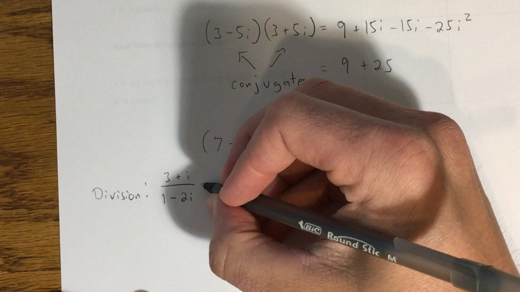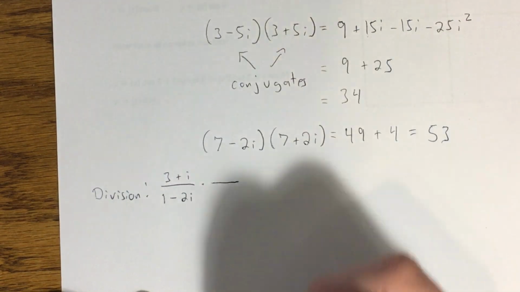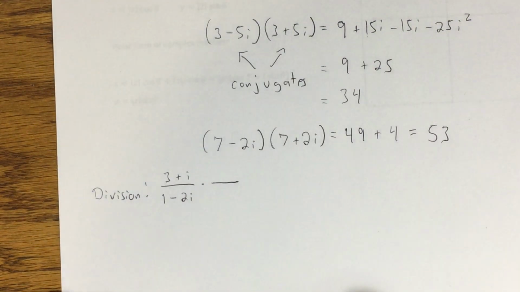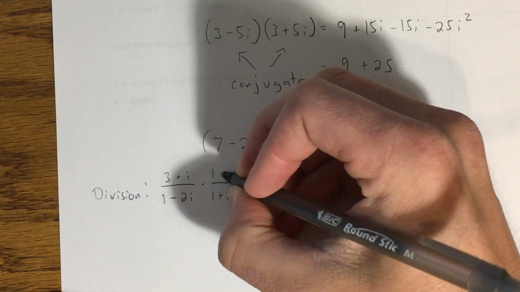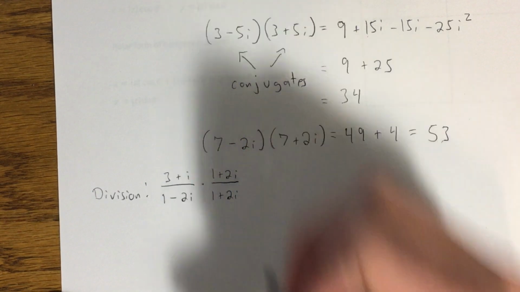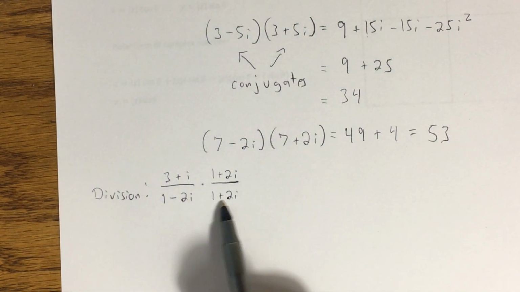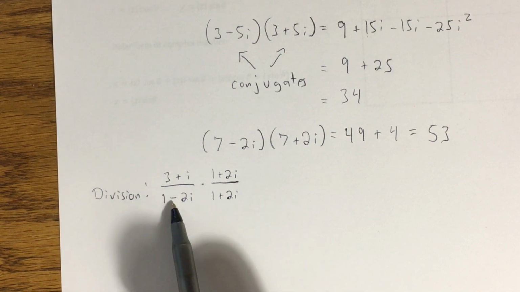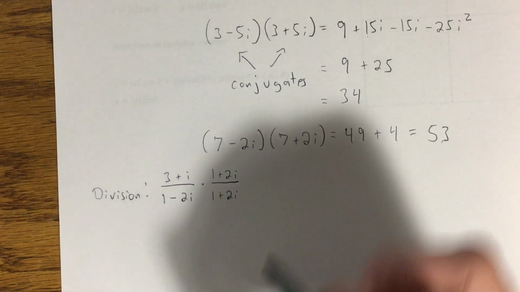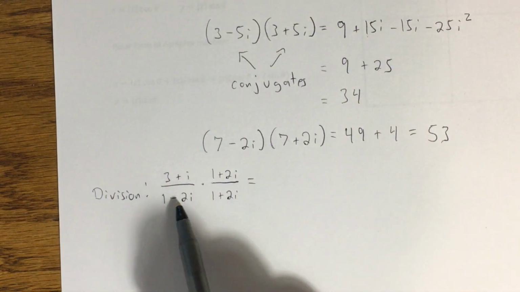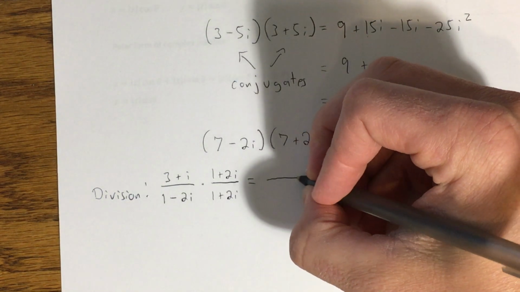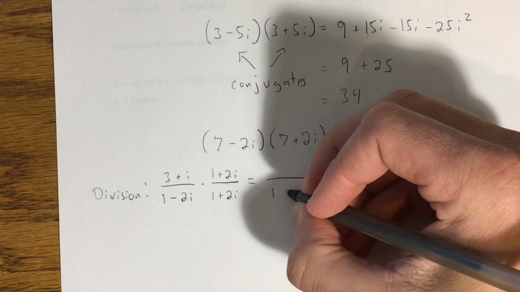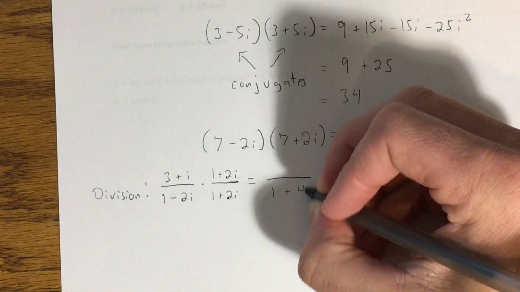Just like with any other fraction, I can multiply the numerator and denominator by the same thing, because that's equivalent to multiplying by 1. If I multiply this by 1 plus 2i over 1 plus 2i, and this 1 plus 2i I'm getting because it is the conjugate of my denominator. Okay, so in my denominator, I know that multiplying these two conjugates together gives me the sum of the squares of the real and imaginary parts. 1 squared is 1, plus 2 squared, which is 4.